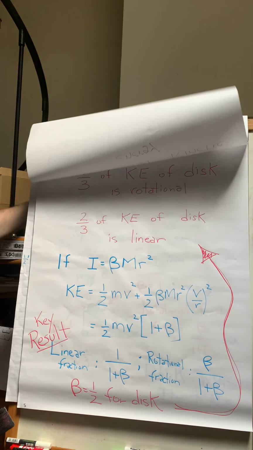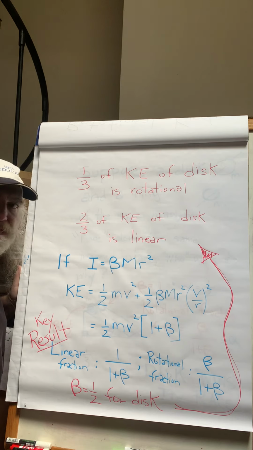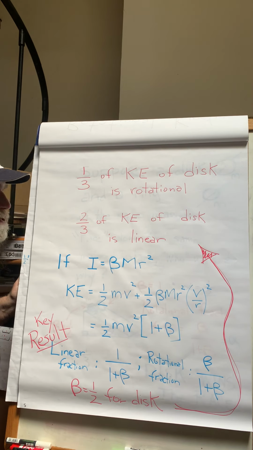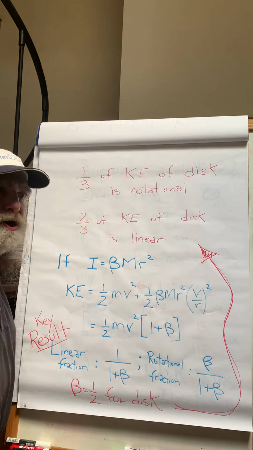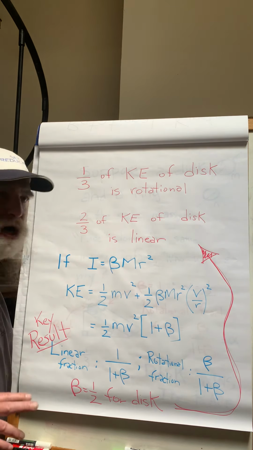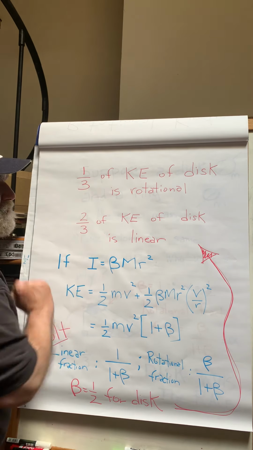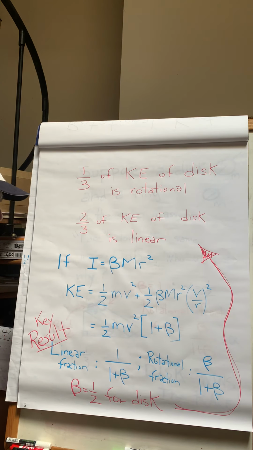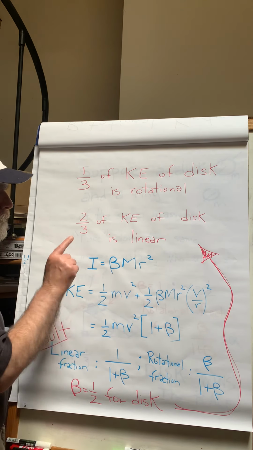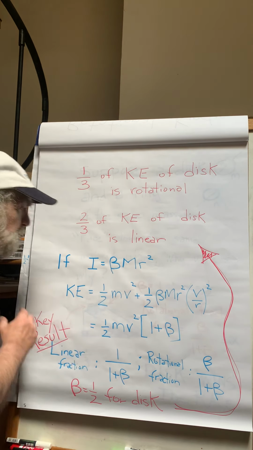Now, if you thought to ask, is it always 50-50, half of it rotation and half of it translation, that'd be a nice guess. I give you credit for thinking about that. If the thought occurred to you how much is in each one, good for you. In this particular case, 1/3 of the kinetic energy is rotational and 2/3 of it is linear. How do I know that? Because the moment of inertia is some constant times mr squared.